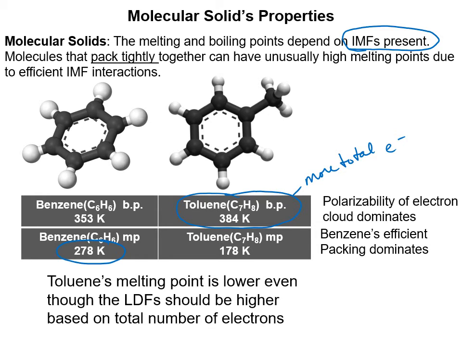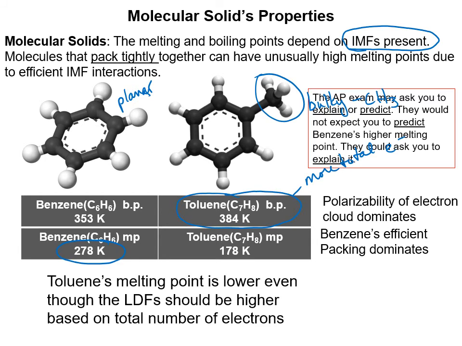And the reason is that benzene is a completely planar molecule. And that means that it can stack very, very efficiently. Whereas toluene has this bulky CH3 group hanging off the side, which messes things up. Let me erase this here so you can see what's going on. Okay, so the AP exam may ask you to explain or predict. They would not expect you to predict benzene's higher melting point because this is a subtlety.